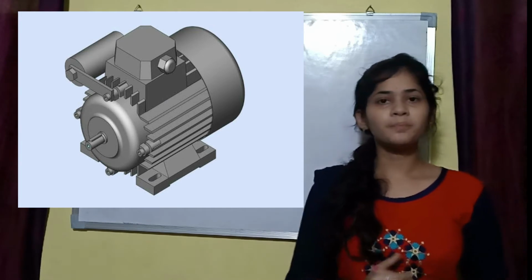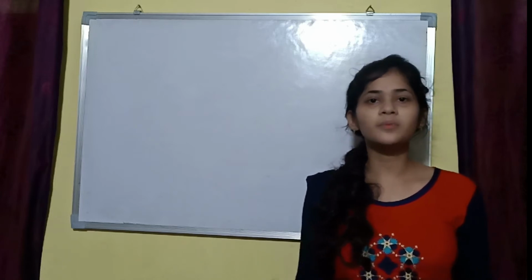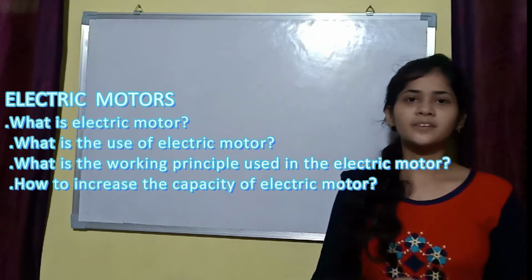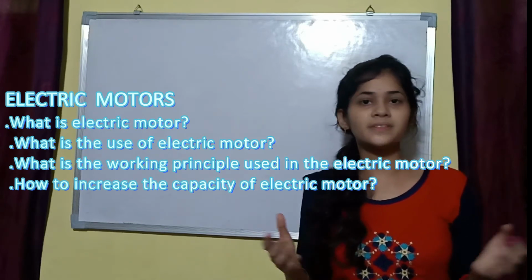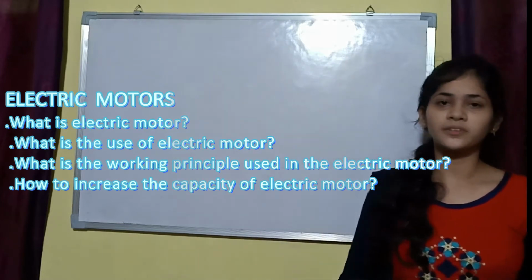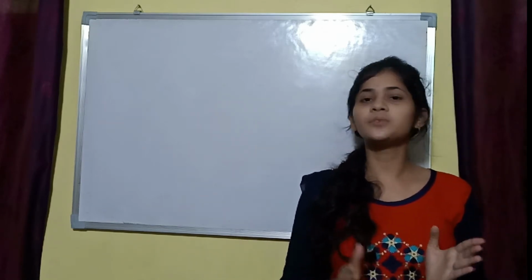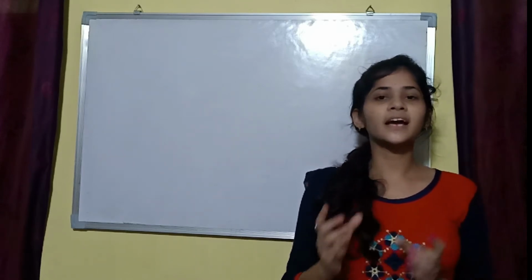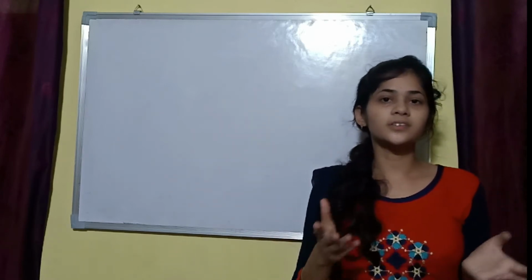So our topic is electric motor. In this topic we will learn what an electric motor is, what the uses of an electric motor are, what principle is used in the electric motor, and also how to improve the power or capacity of the electric motor. So let's start. What is an electric motor? An electric motor is a device which changes electric energy into mechanical energy. The mechanical energy is also known as rotational kinetic energy. Why I called it rotational kinetic energy, you will understand later.